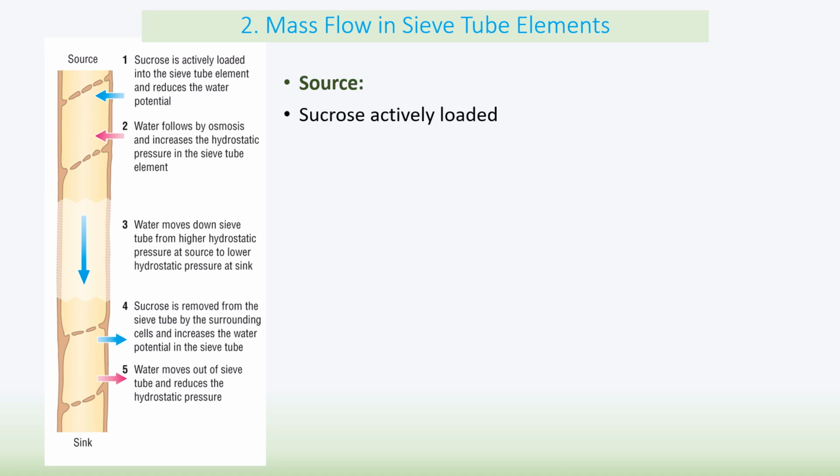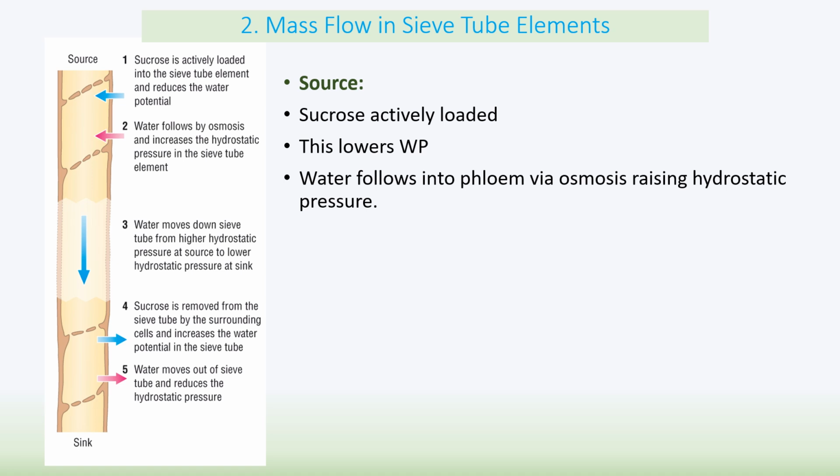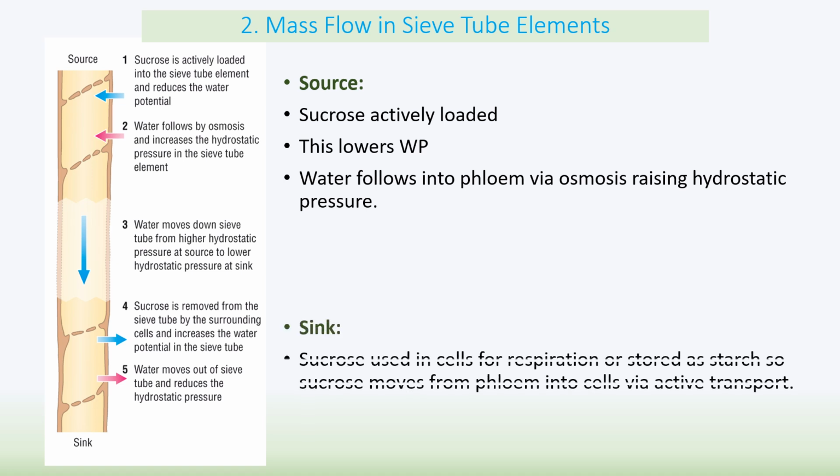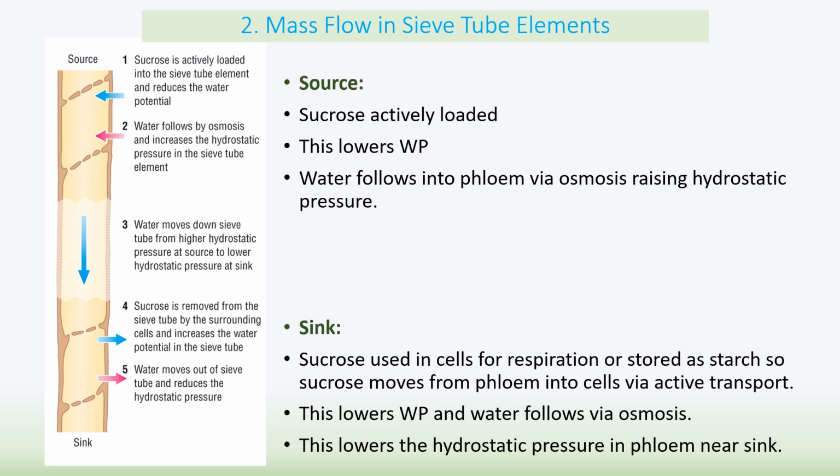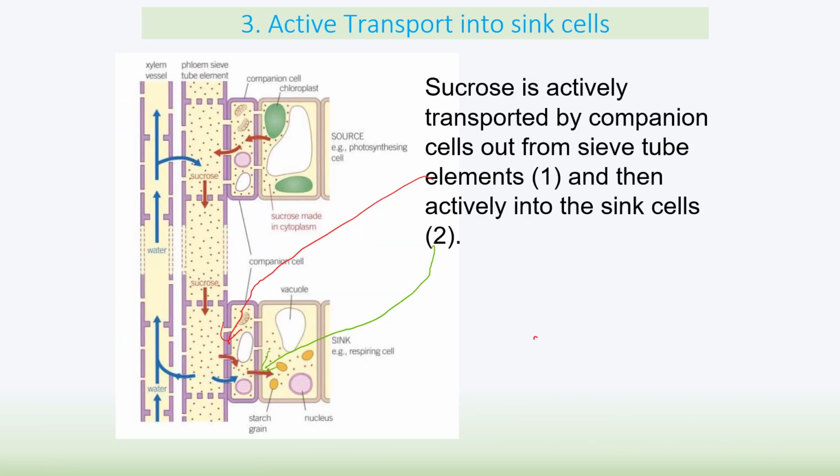So you need to understand that sucrose is actively loaded at the source. This lowers the water potential in the phloem sieve tubes. The water then moves from the local xylem in via osmosis, raising the hydrostatic pressure. At the sink, the sucrose is used in the local cells for respiration, so it is moved out via active transport. The water potential in the local cells therefore also drops, and the water follows out via osmosis, creating a low hydrostatic pressure, meaning the hydrostatic pressure in the source is high and the hydrostatic pressure in the sink is low.